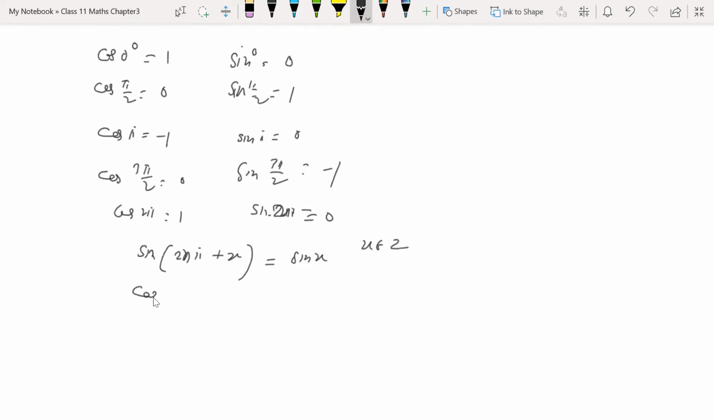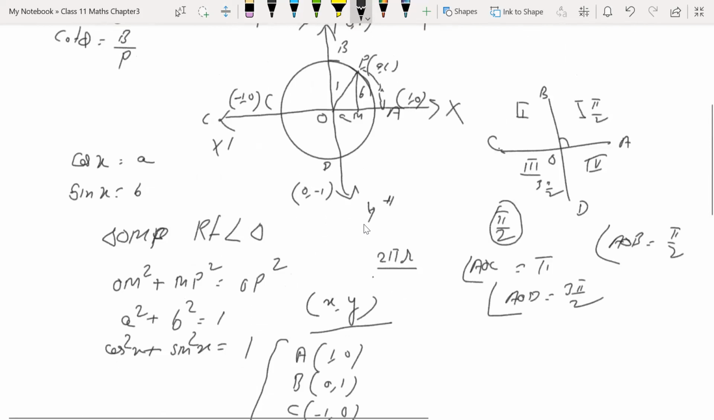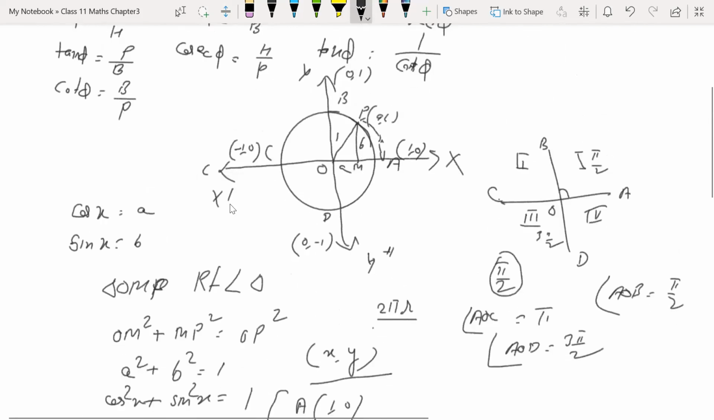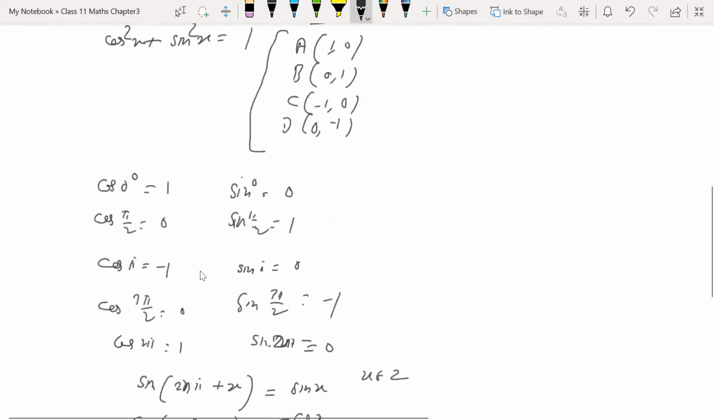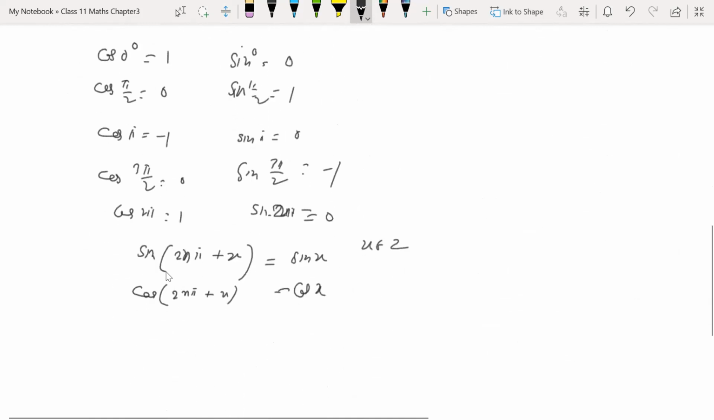Or similarly, we can write the equation for cos x. Why this? Because we reach the conclusion that when we complete one revolution, from 0 to 2 pi, the values of cos and sine don't change at 0 and 2 pi.